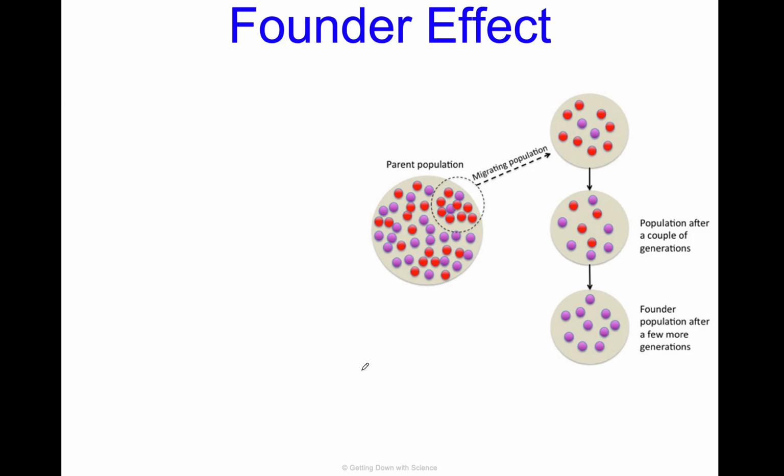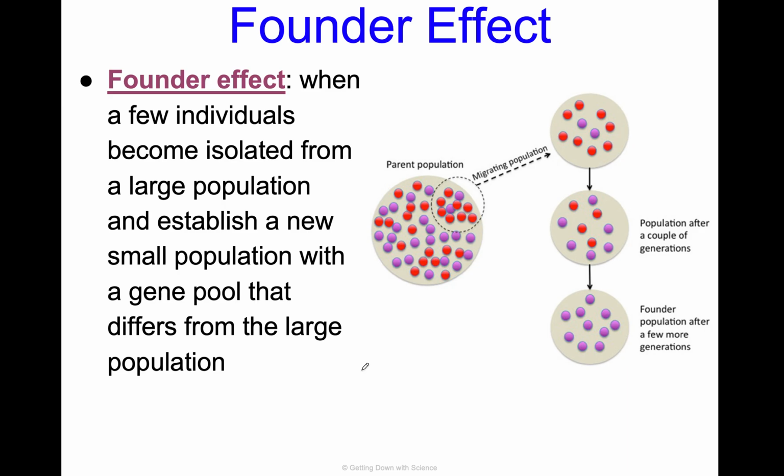So, founder effect. Great. It is similar, but it's when a few individuals become isolated from a larger population. They establish a new population with a gene pool that differs from the larger population. We see this all the time on islands. So you will have a larger parent population on the mainland. There's a migrating population that moves to an island biome, and after a couple generations the population changes and evolves over time. We call that the founder population. So it's the founder effect.